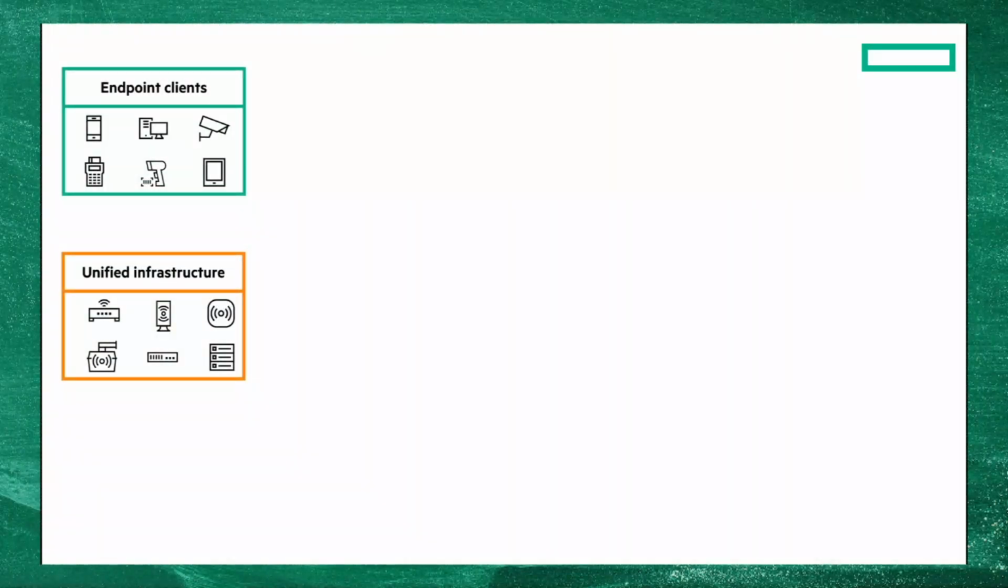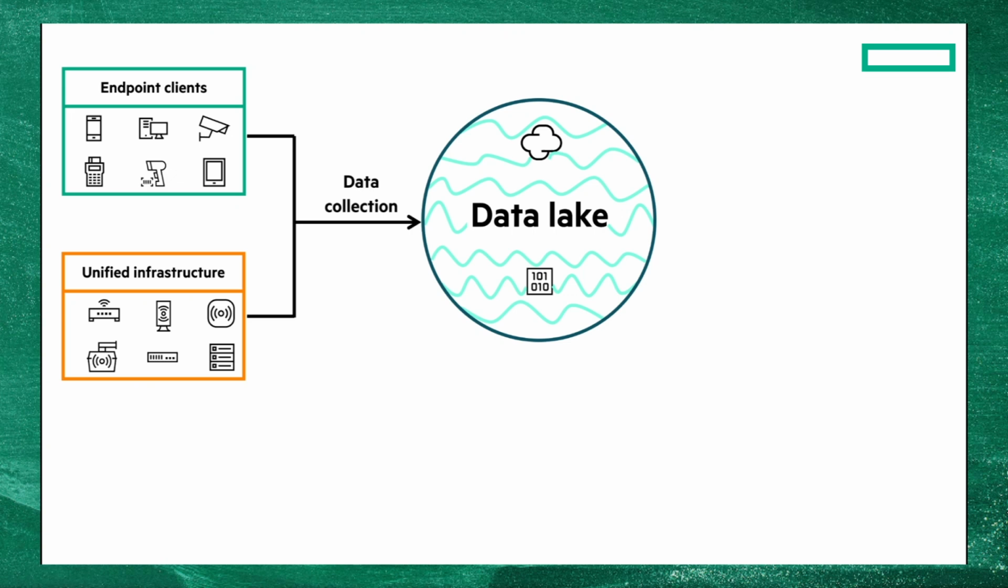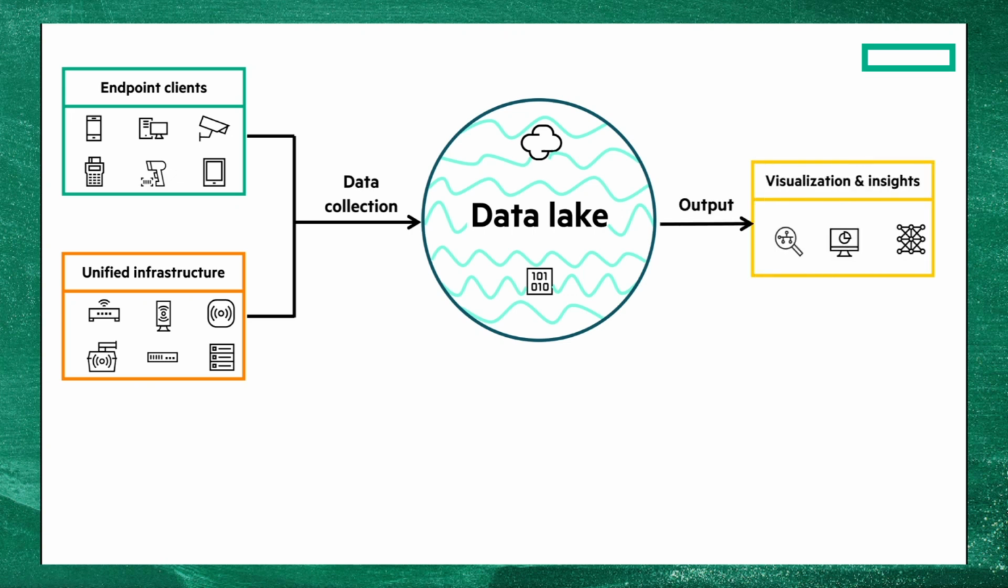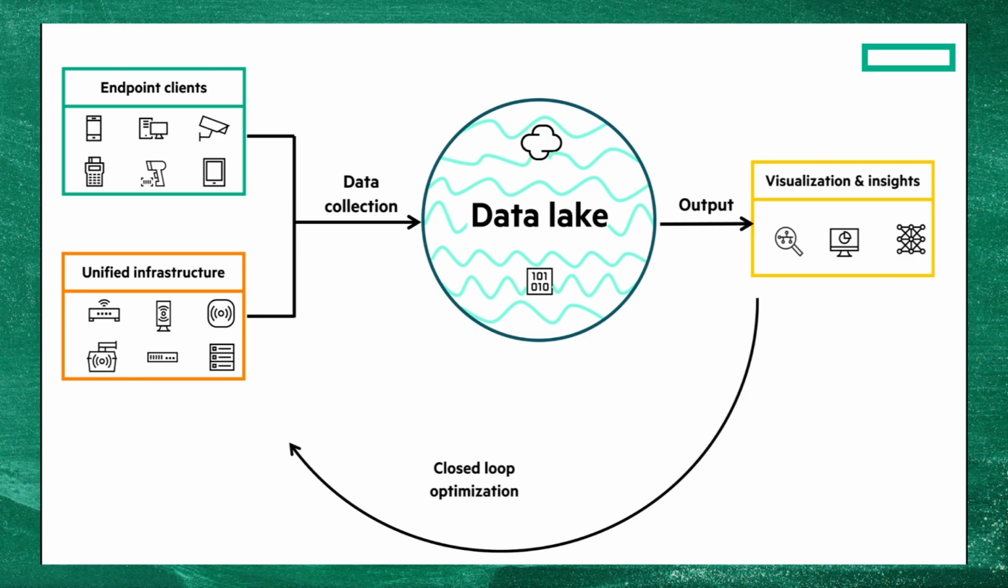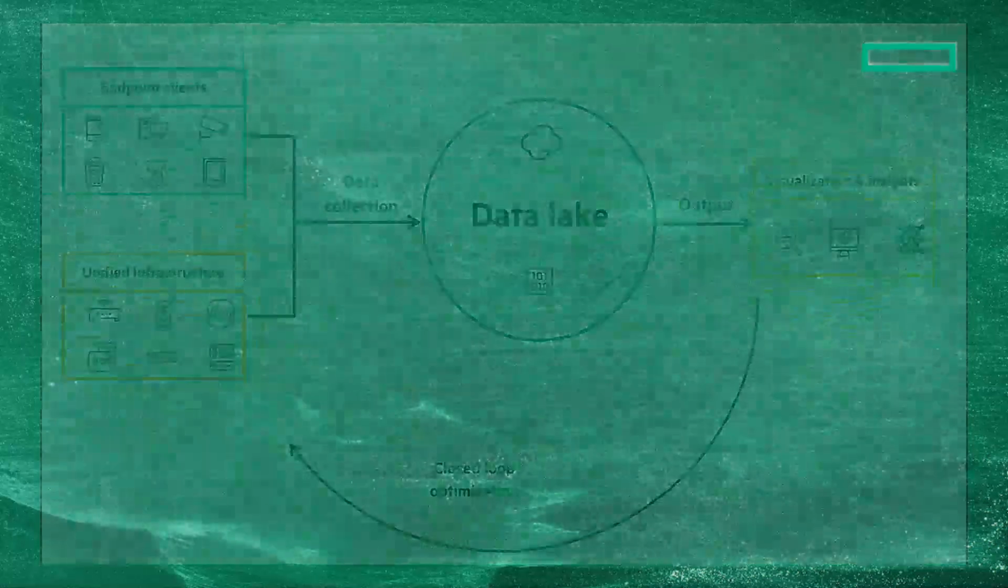Here's an example. There are endpoint clients and unified infrastructure that can gather data. You collect that raw data that can be unstructured, semi-structured, and structured data and send it to a data lake, usually a public cloud, but it doesn't have to be. The data is transformed using a number of different tools for business intelligence, analytics, visualization, and potentially machine learning.